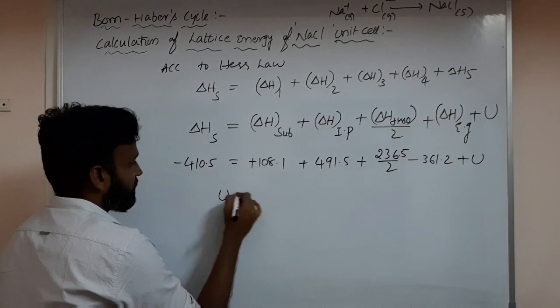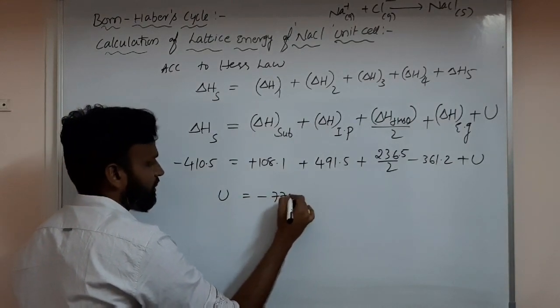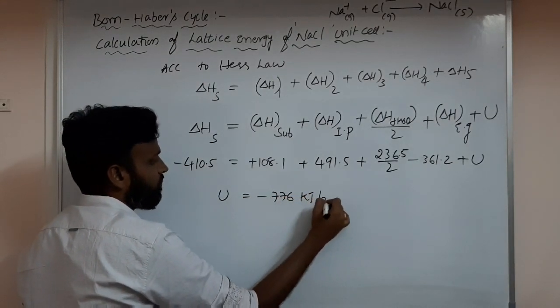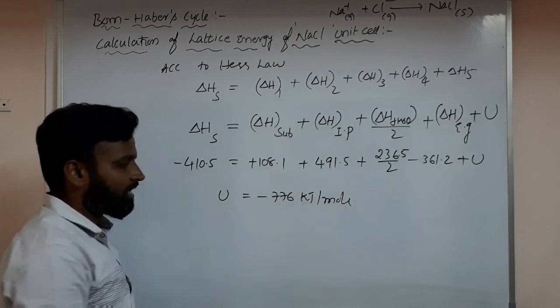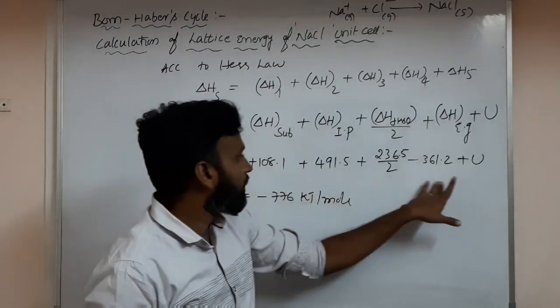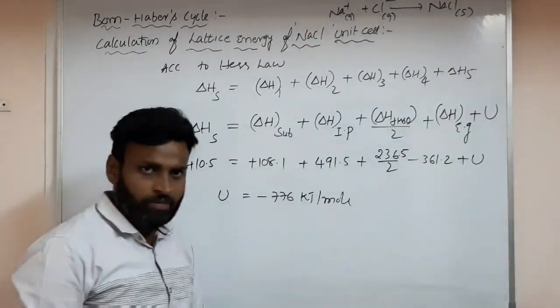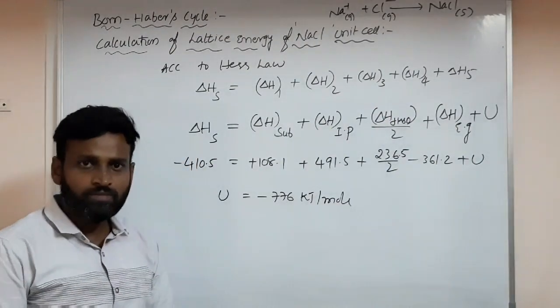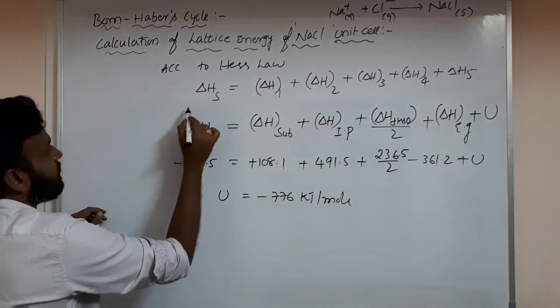Simplify. So the lattice energy will come around minus 776 something kilojoules per mole. I am taking around 770. Just do it and you will get the value, and you tell me what value you got. So this is very important.